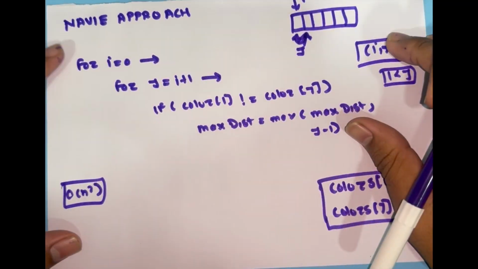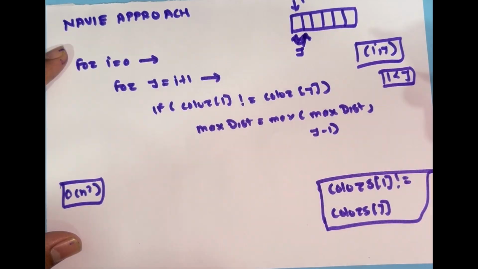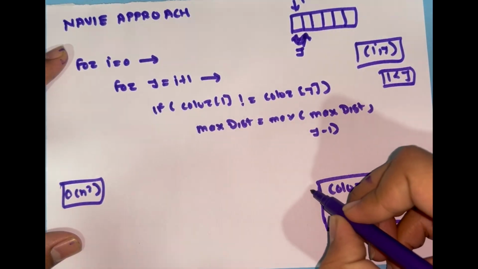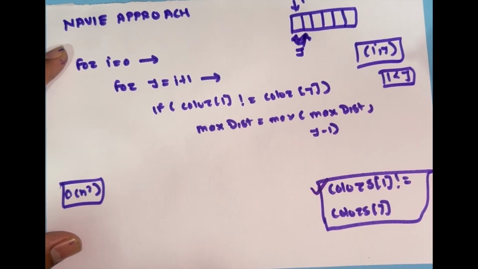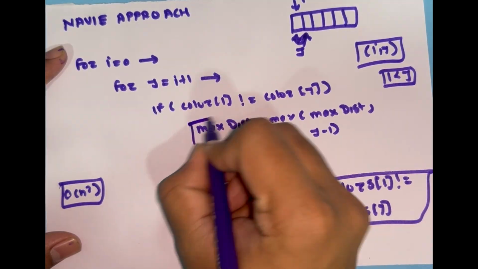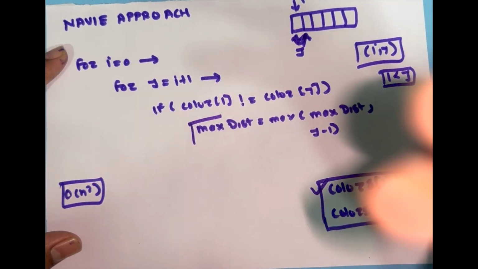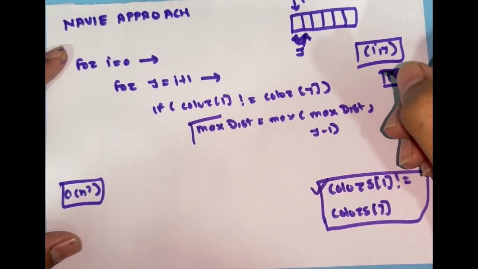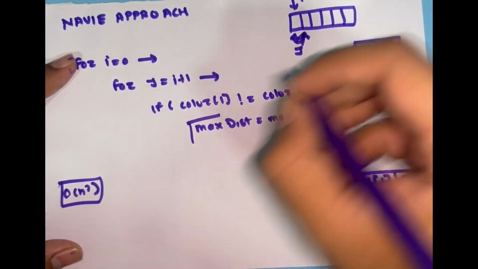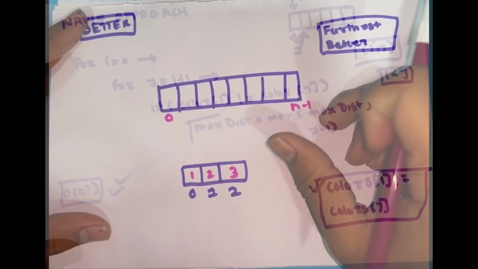Okay, so the naive approach is: what if we calculate all the pairs of i and j which satisfy this condition where color of i is not equal to color of j, and then we just calculate the maximum distance and return it. This will work, but only in small test cases. In bigger test cases, this order of n square solution will break. Okay, so consider this thing.